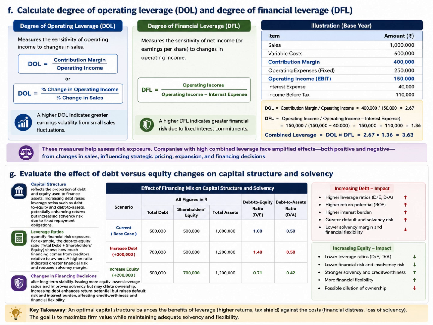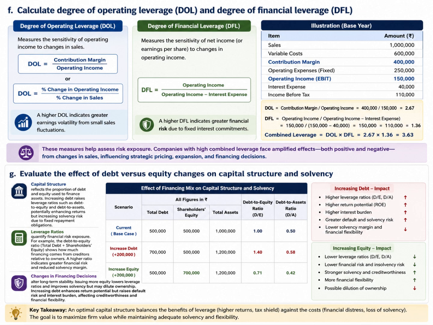Degree of financial leverage, DFL, measures the sensitivity of net income or earnings per share to changes in operating income. It is calculated as operating income divided by operating income minus interest expense. A higher DFL indicates greater financial risk due to fixed interest commitments. These measures help assess risk exposure. Companies with high combined leverage face amplified effects, both positive and negative, from changes in sales, influencing strategic pricing, expansion, and financing decisions. G. Evaluate the effect of debt versus equity changes on capital structure and solvency.